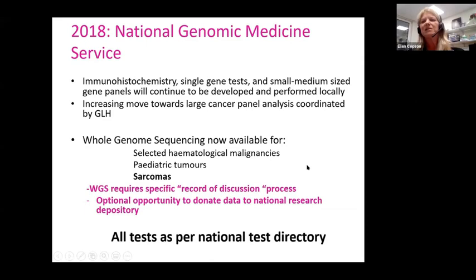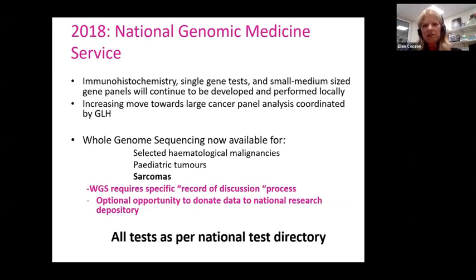Please don't start sending samples in without discussion with your local genomics team, because there are certain pathways and processes that have to be taken into consideration here. In particular, you will need to complete a record of discussion, and you need training to know how to do that before you can submit samples for this. And there are very clear pathways that have to be gone down.